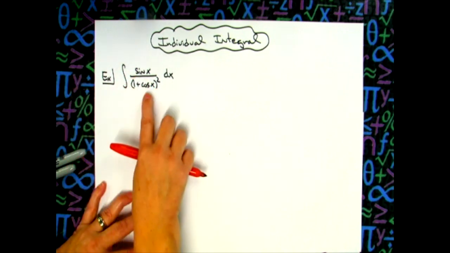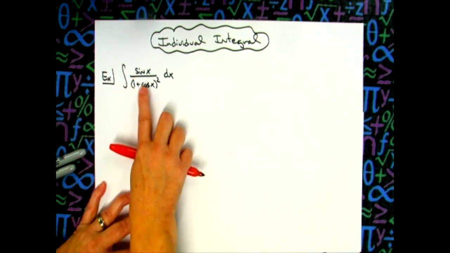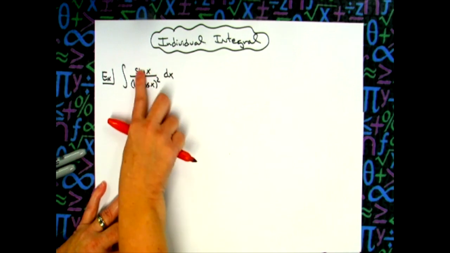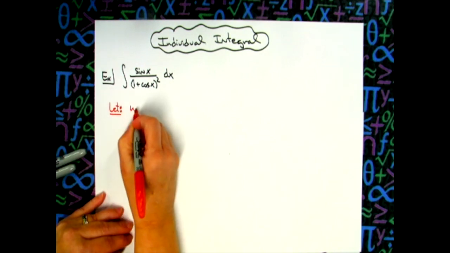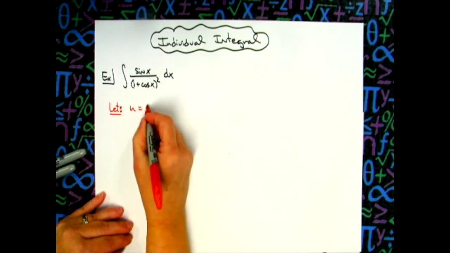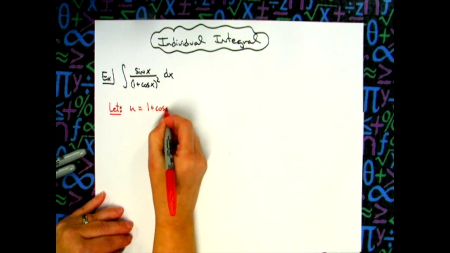We also can consider the fact that when we take the derivative of cosine, that's a negative sine, which will allow those signs to cross out. So we're going to start with letting u equal that inside part of that denominator. So 1 plus cosine x.